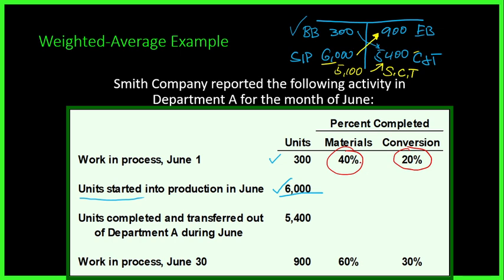So, for example, for this expected output, you're supposed to spend 100,000 in materials, and then you already issued 60,000 out of 100,000, then that means materials is already 60% completed. Okay, so ayun yun. Anyway, that will be discussed in other topics. Now, for work in process, materials is 60% completed and your conversion cost is 30% completed.